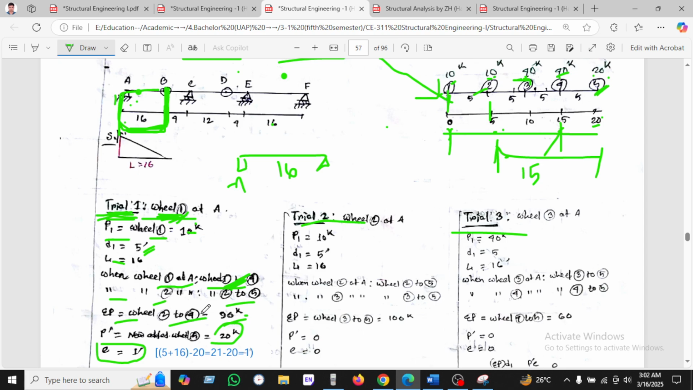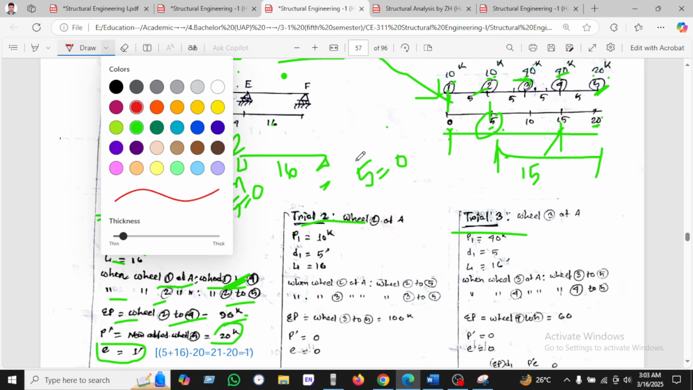When we have wheel placed, here is wheel place 2, then what will happen? This distance will be 5. If I say 5 equal to 0, then what will 16 be? I am putting this value, and I am changing color, okay.